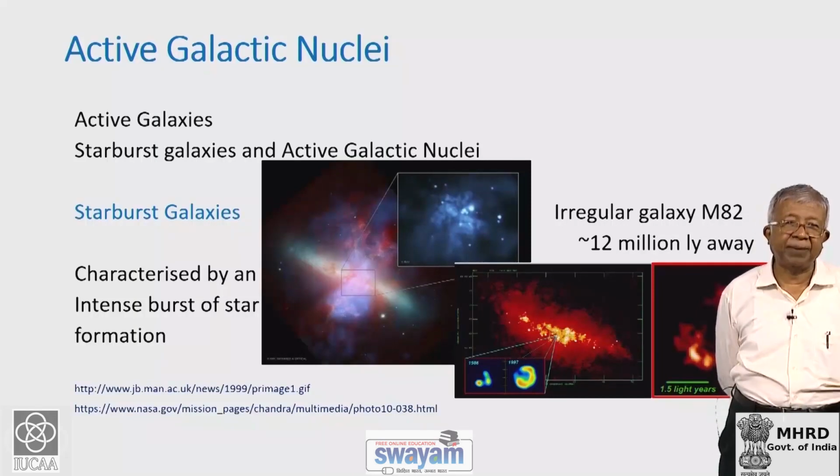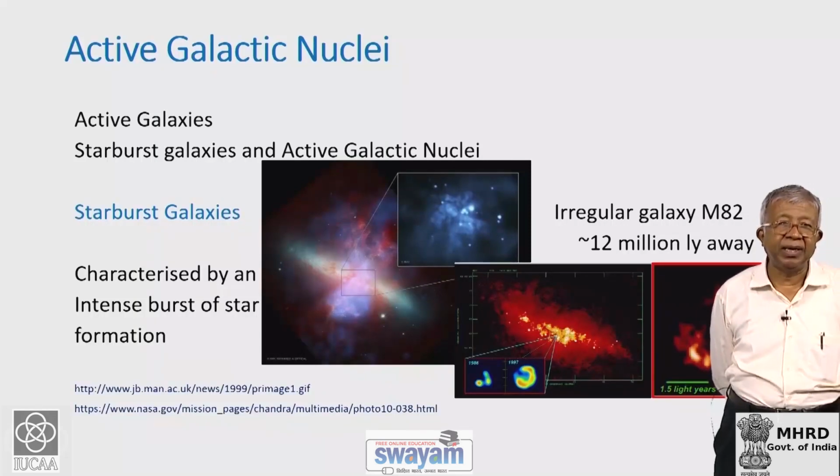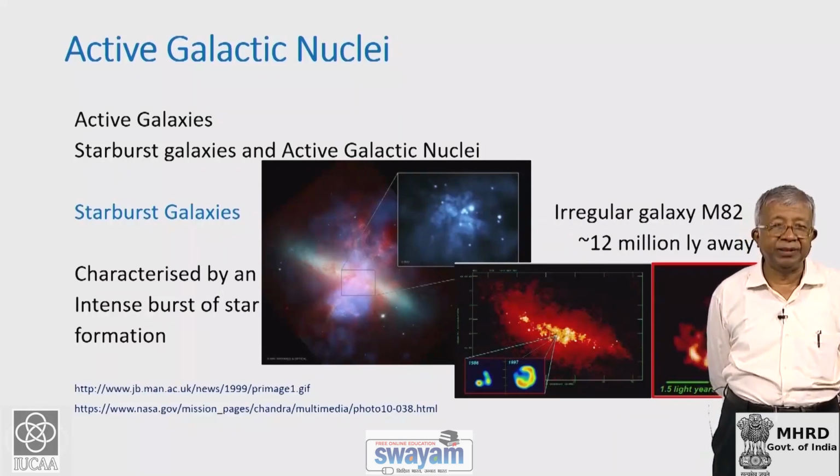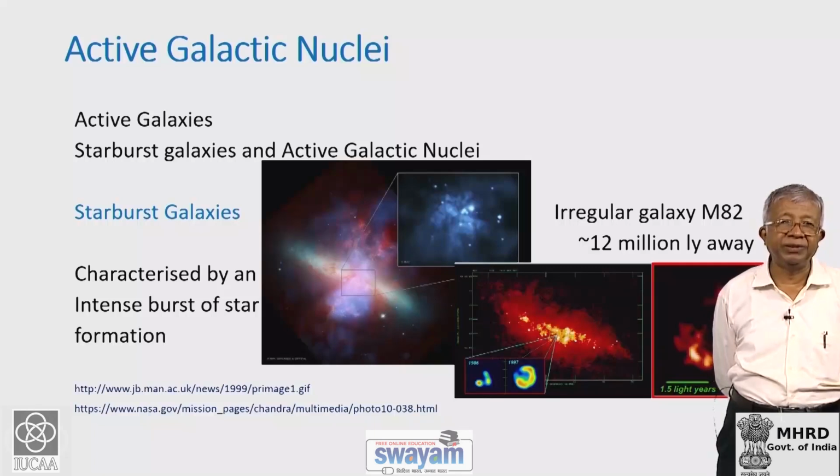But in this couple of lectures, what we're going to focus on is the second category, the active galactic nuclei. The active galactic nuclei have more to do with activity right in the nuclear region, perhaps connected with a supermassive black hole which is lurking in the center of these galaxies.